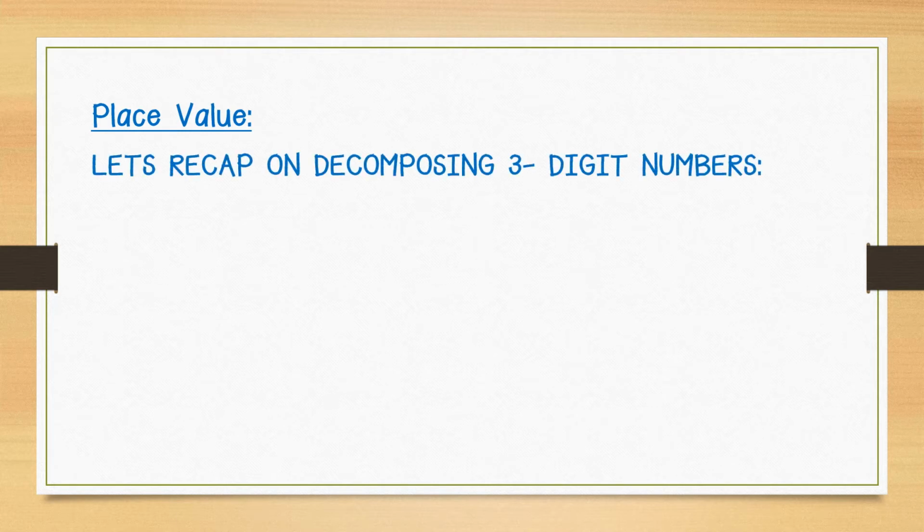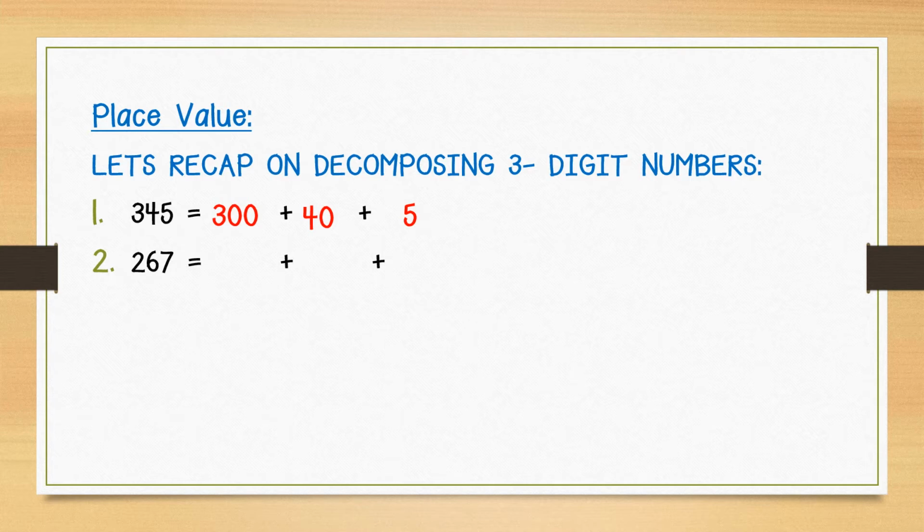Okay, now we're going to move on to place value. So we're going to move on to decomposition. So let's recap. Decomposition is breaking up the numbers into 100, tens, and units. We can also decompose two-digit numbers into tens and units. So let's see the first example, number 1, 345. What do you think our 100, tens, and units will be? Yes, 300 plus 40 plus 5.